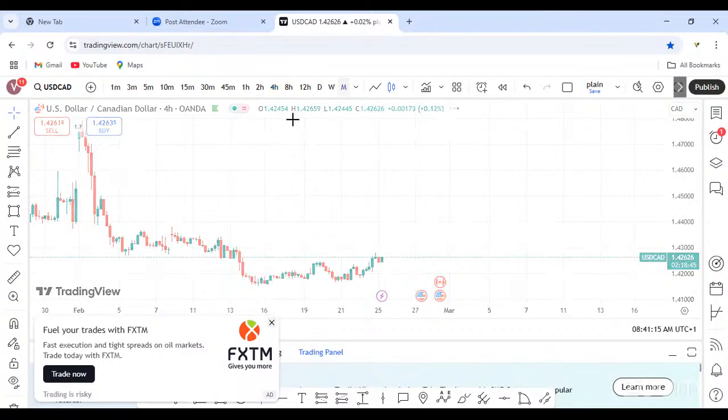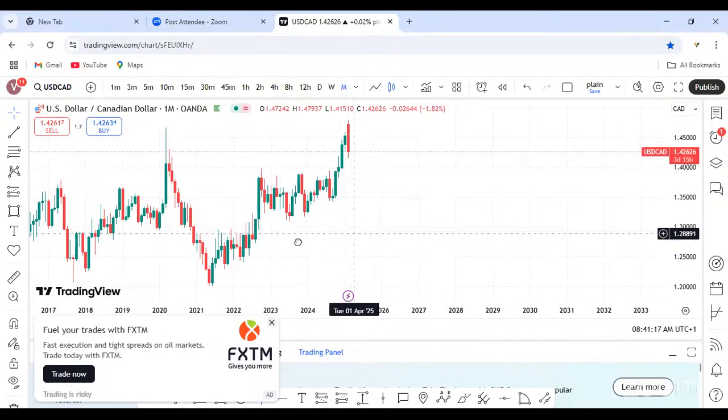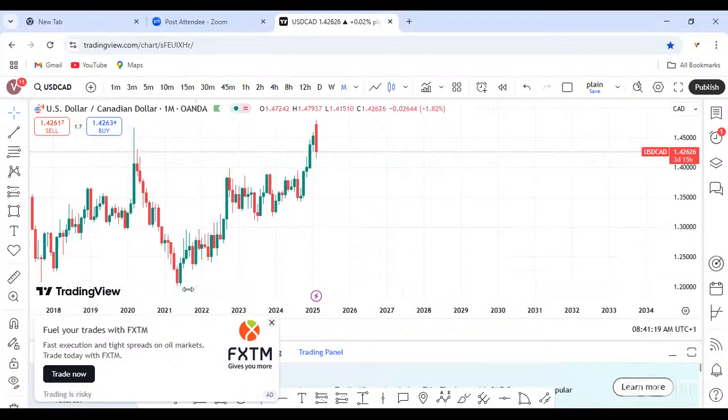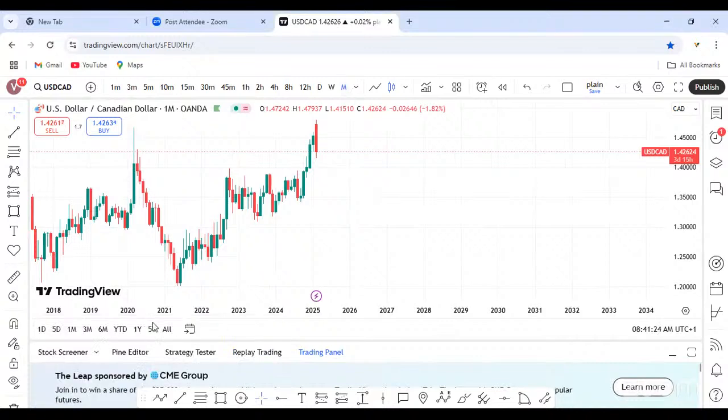So on the monthly time frame, what do we see? It's very similar. It's systematic. What you're doing on every time frame is 1, 2, 3, 4, 5. You have a checklist of repetitive things that you do on the charts, right?